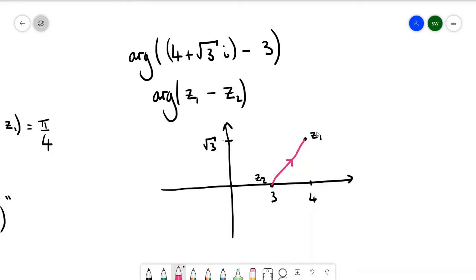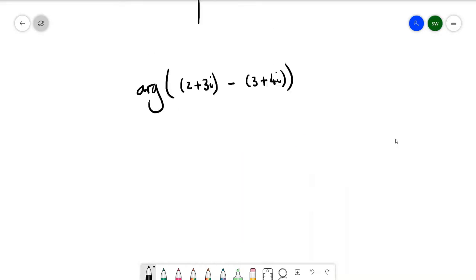So this is basically saying what's the argument of this vector. What we really mean is we're saying what's the argument of this complex number up here, because that would be z1 minus z2. So we're looking for that angle over there. What is that angle there? Let's call that theta. So we know that's side length 1. We can draw a right angle triangle. That's root 3. So we find that theta is pi over 3. So the argument of that is pi over 3. Okay. Let's look at another example.